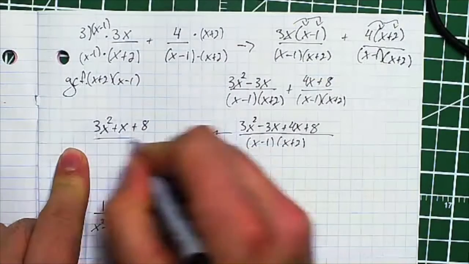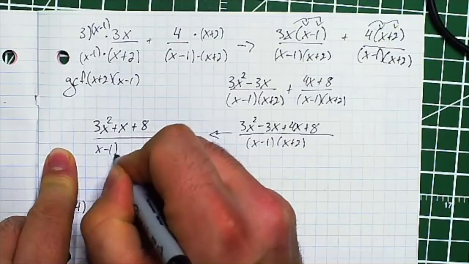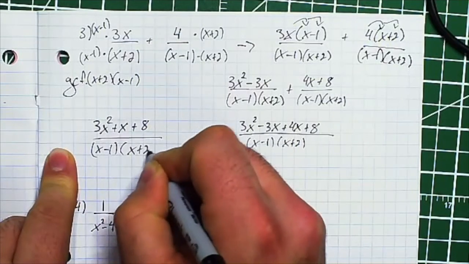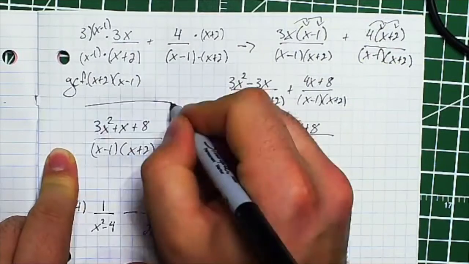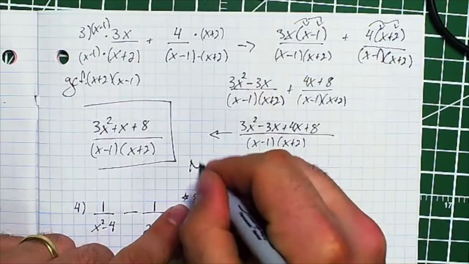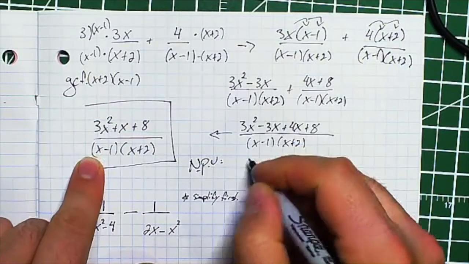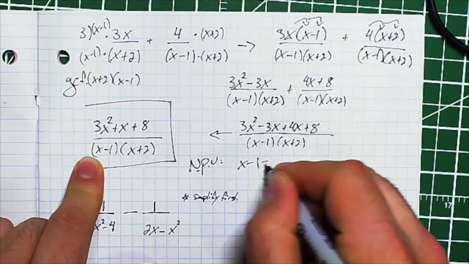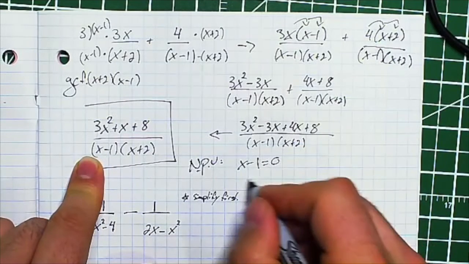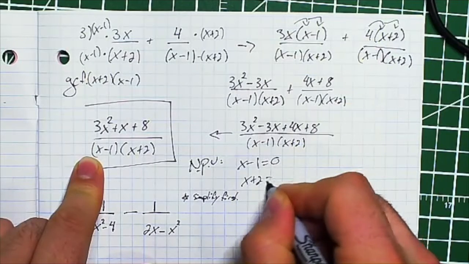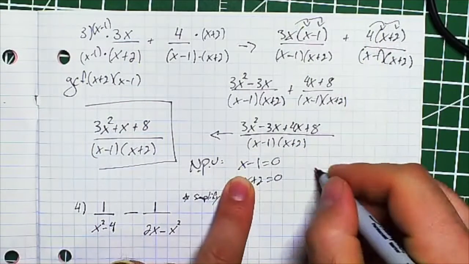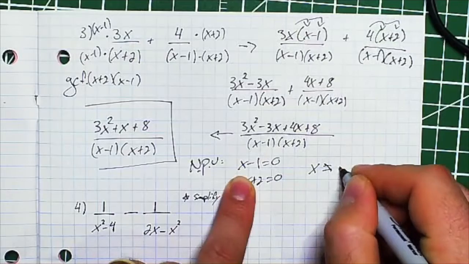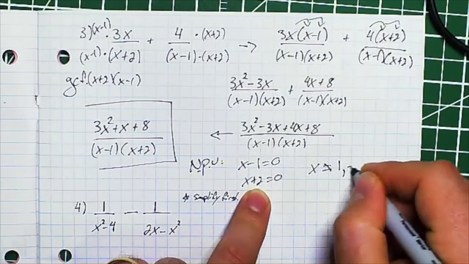This is all over x minus 1 times x plus 2. This is your final answer, and our non-permissible values are basically going to be when x minus 1 equals 0 and x plus 2 equals 0. So our restrictions are x cannot equal positive 1 or negative 2.